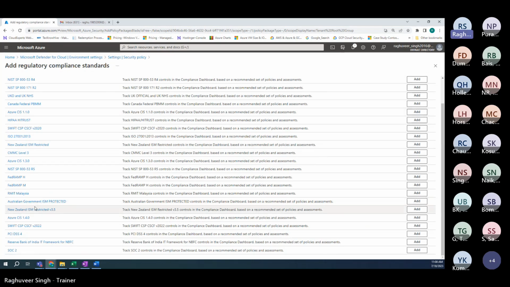Probably we are not seeing GDPR because we have created this account in a country which is not covered under GDPR. I still remember looking at GDPR until last month when we enabled Defender. Today I don't see it, so probably Microsoft has removed GDPR from accounts which are created in a country where GDPR does not apply. So that's why you don't see GDPR, but you see other controls.